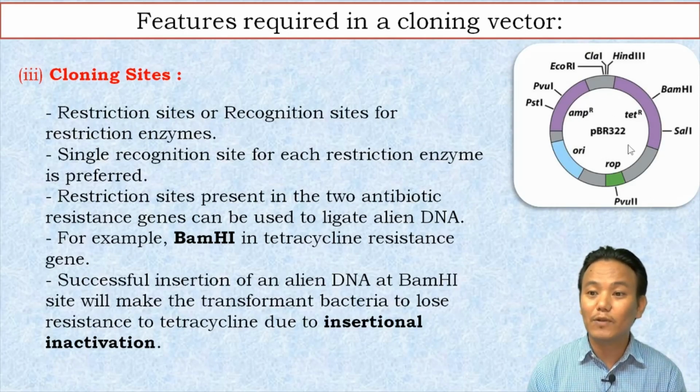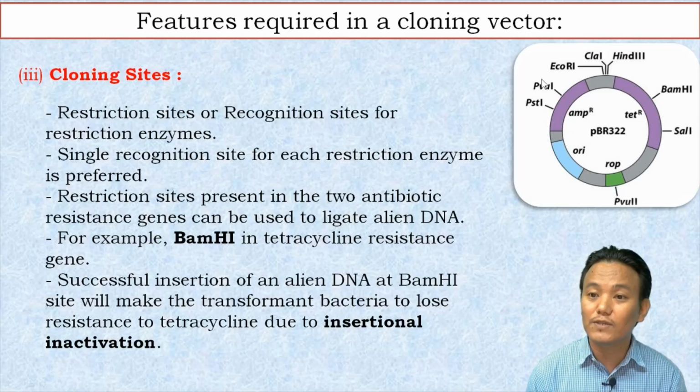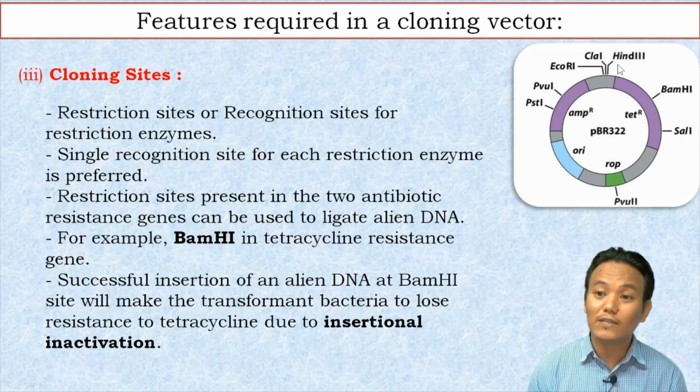If we take the example of PBR322, which is a cloning vector, it has got all these recognition sites over here for these restriction enzymes. We all know that EcoR1 is a restriction enzyme. The recognition site for EcoR1 is right over here. If we use EcoR1 in order to create a recombinant DNA, the EcoR1 will make a cut right over here, and we can attach the foreign DNA right over here and create a recombinant DNA, right? So that is the necessity of cloning sites.